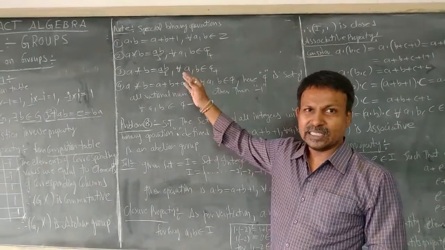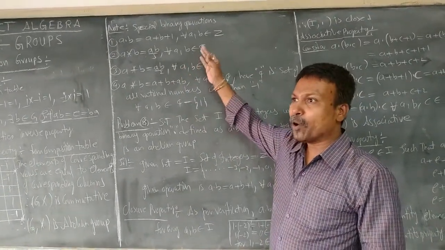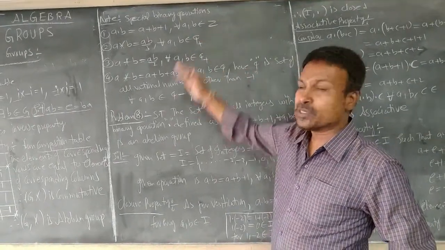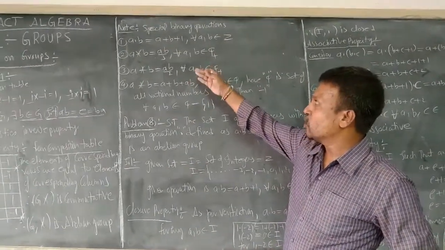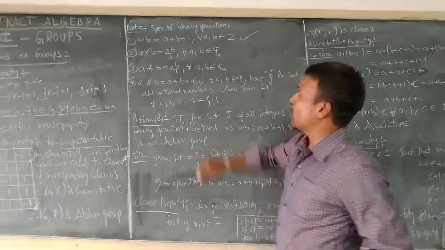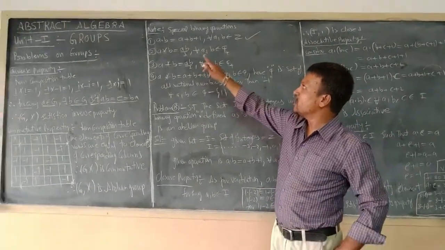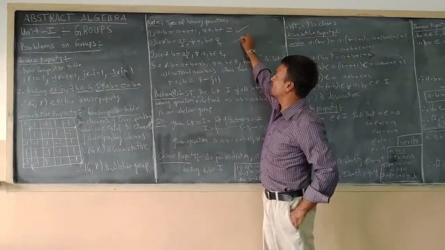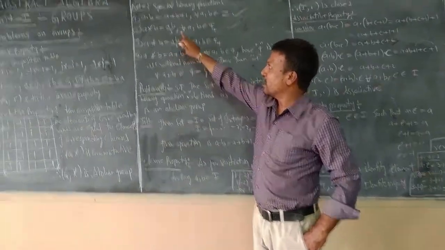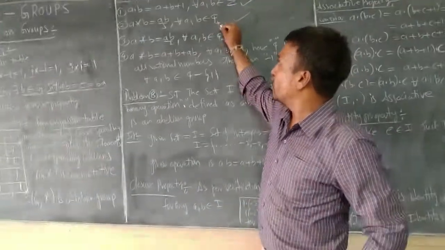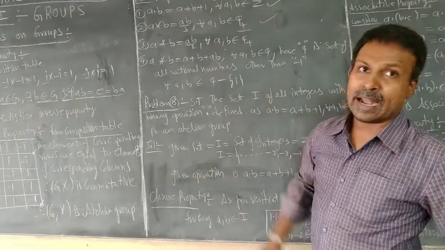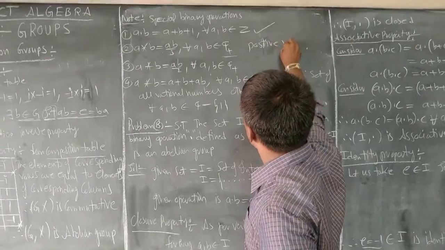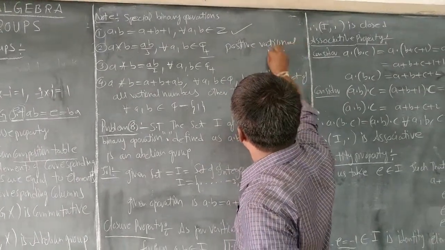Now I proceed to the next important operations, which are special binary operations in groups. Suppose the first special binary operation is defined by a dot b equal to a plus b plus 1 for every a, b belonging to Z. The second binary operation is a star b, defined by ab by 3 for every a, b belonging to Q plus. Here Q plus represents positive rational numbers.